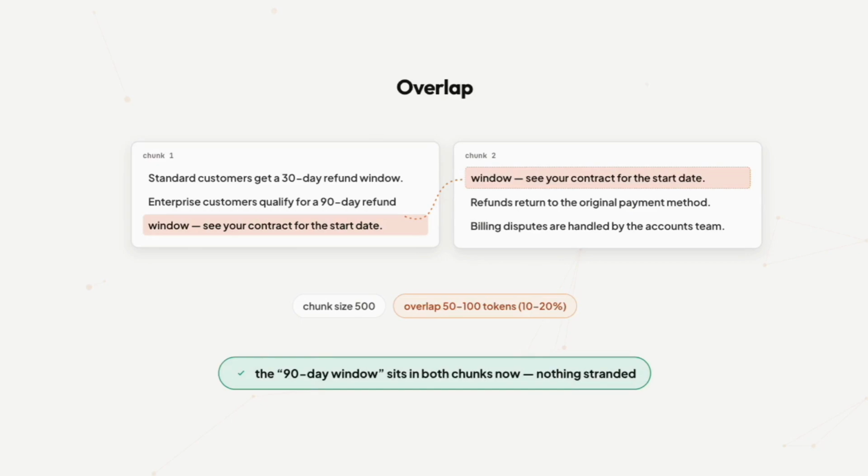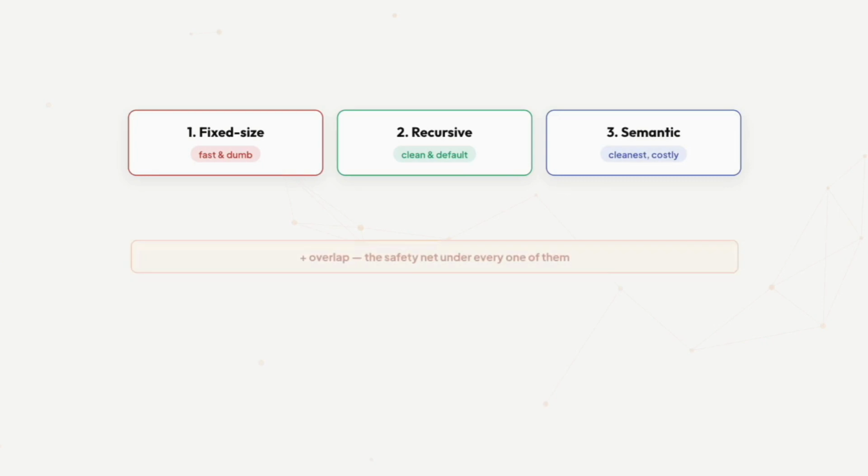So if you are at 500 tokens, you are overlapping by 50 to 100 tokens. What that means is a sentence near the edge of a chunk shows up in the next chunk too. So nothing important gets stranded at a boundary. Okay, so three strategies: overlap as your safety net.